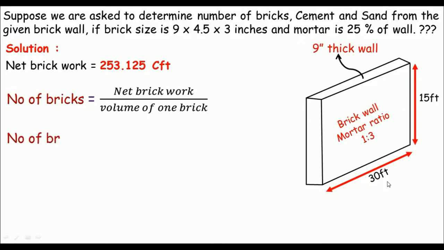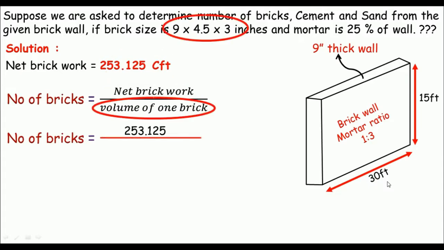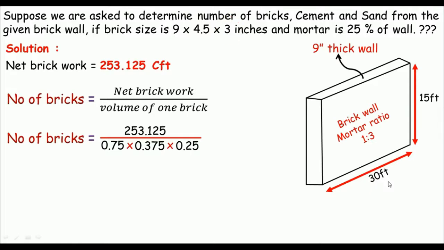Alright, so the number of brick equals the net brickwork, that's already known, right? Divided by the volume of one brick. The size of brick is known, so its volume must be 9 times 4.5 times 3 inches, right? But this is in inches, we have to convert these guys into feet, right? Like 9 inches is just 0.75 feet, 4.5 inches is just 0.375 feet, and 3 inches is just 0.25 feet. We can get of course the number of bricks equals 3600 numbers. So this is how we determine the number of bricks, right?